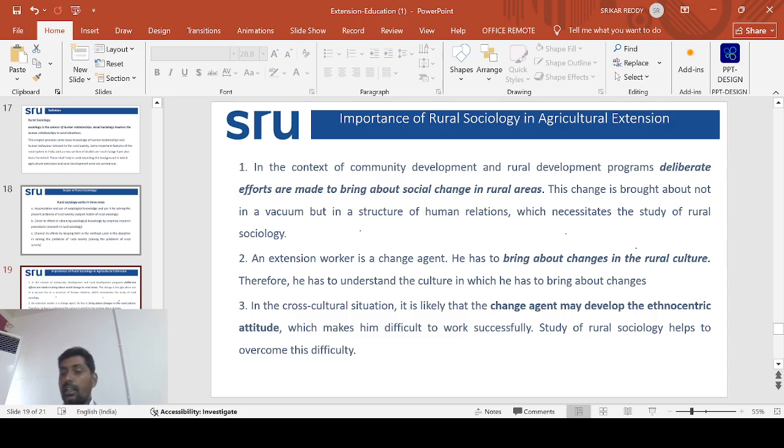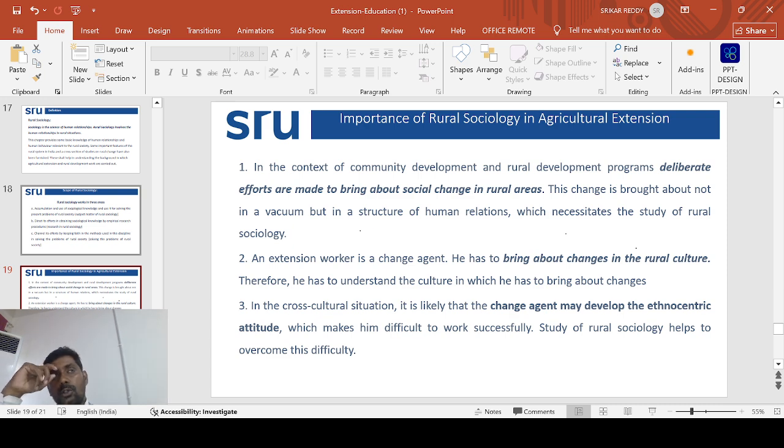If you study sociology, you may not develop an ethnocentric attitude. When I say ethnocentric attitude, what is it? Ethnocentrism is the preferential feeling we have for ourselves. For example, as an individual, there is a small pinch of ethnocentrism in every being.